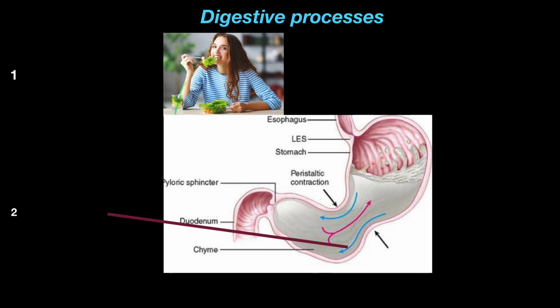I told you ingestion is the process of taking food through mouth. The next digestive process is propulsion. Propulsion is the peristaltic contraction of smooth muscles from fundus of stomach towards contracted pylorus in order to move the food forward.